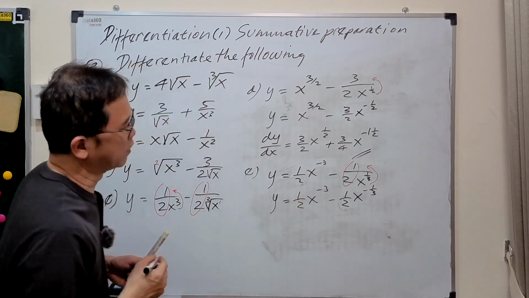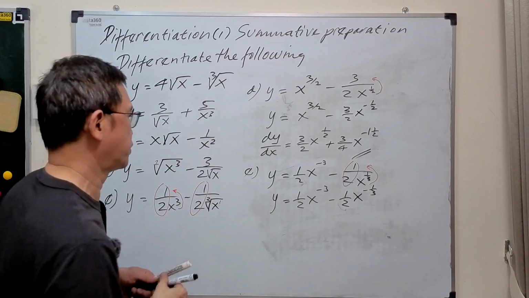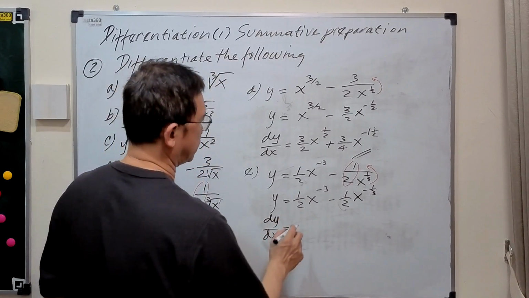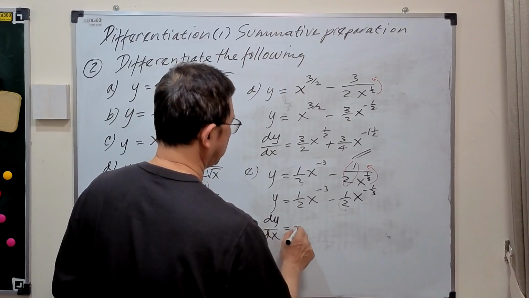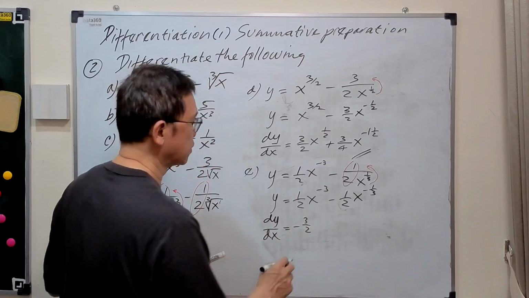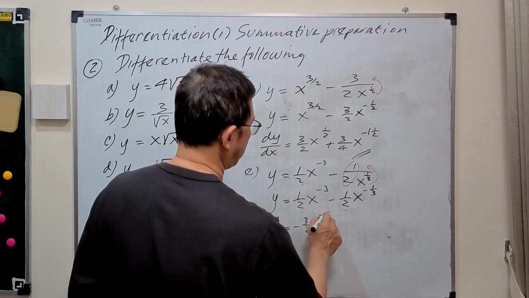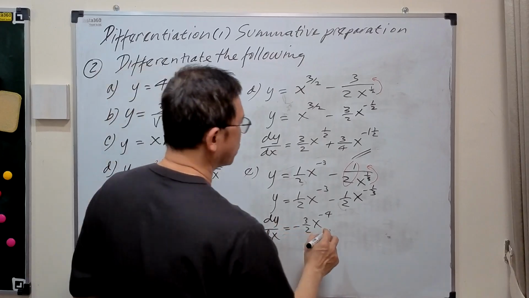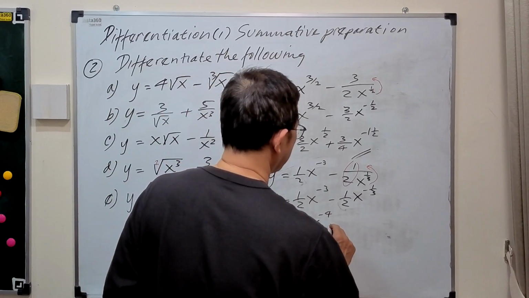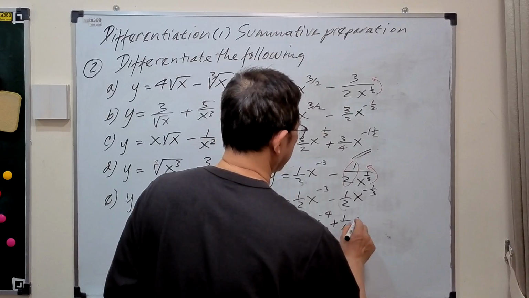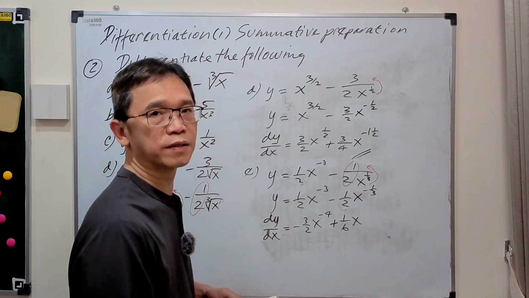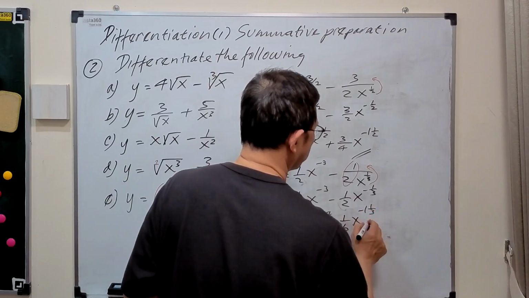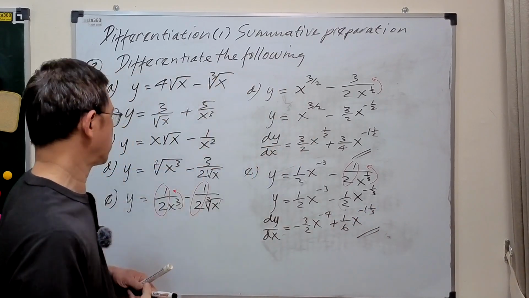Now all terms are ready to be differentiated. So negative 3 times half, we get negative 3 over 2. x subtract by 1, negative 4. Negative 1 over 3 times negative half, this will be plus 1 over 6. x to the power of negative 1 over 3 minus 1, subtract by 1, we get negative 4 over 3. Okay, that's the answer for the last problem.